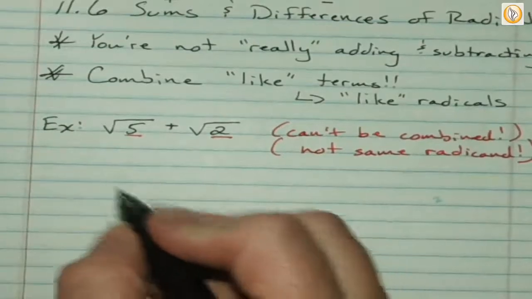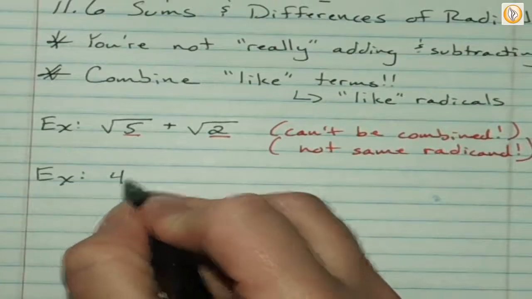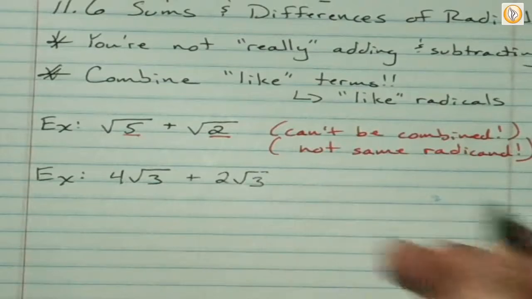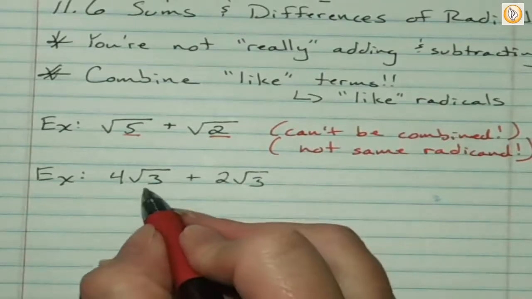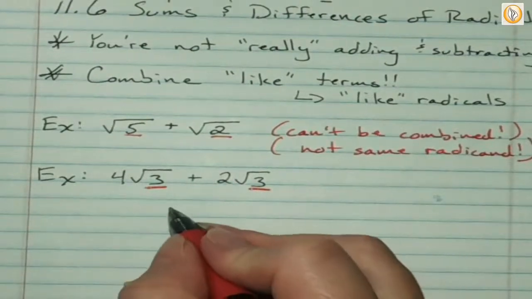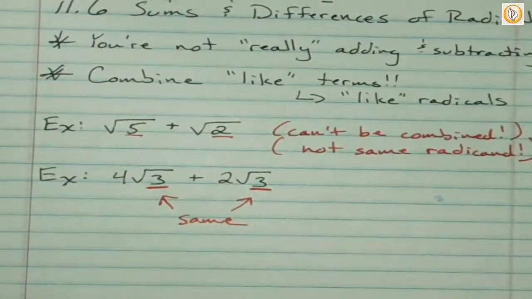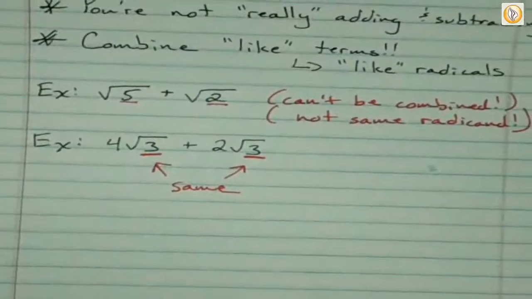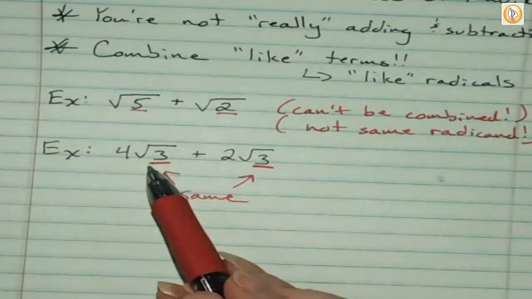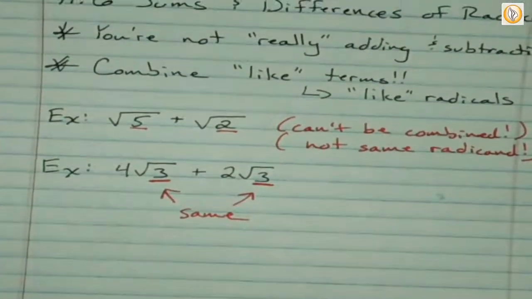However, if I were to do another example, 4 times the square root of 3 plus 2 times the square root of 3. Now, notice that the radicand is the same. Notice the difference. This is a 5 and 2. This is a 3 and a 3. The 3's are the same, so therefore you can combine.